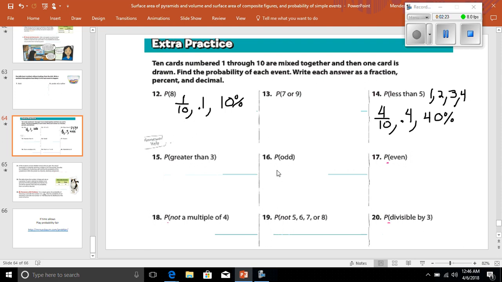Number 16 would be our next one, and they're saying odd numbers. Well, all the odd numbers that are less than 10 would be 1, 3, 5, 7, and 9. As we can see, there's 5 cards there: 1, 2, 3, 4, 5. And that's going to be 5 out of 10. And of course, 5 out of 10 is really 0.5. If we move that decimal over 2 spaces, we'll see that that's actually 50%.